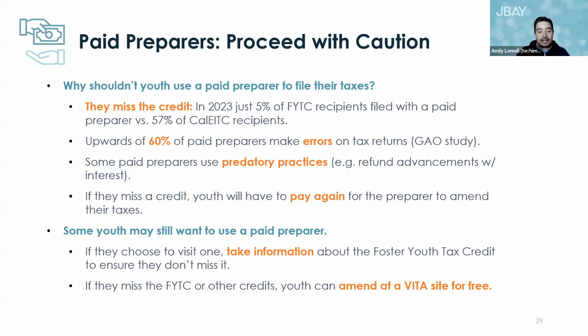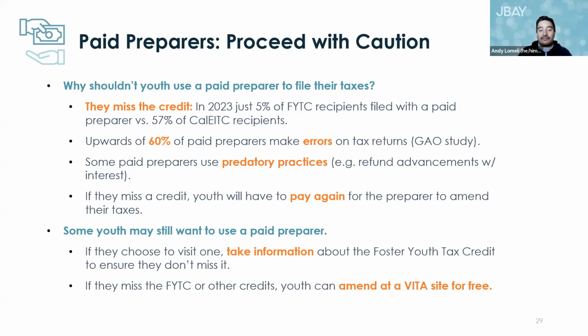Next point is just that some paid preparers we've seen will use predatory practices. That includes a refund advancement with interest. So as you may be aware, it takes a couple weeks for somebody to get their tax return. Some of these paid preparers may say, hey, we'll give you cash today. It'll be considered a loan against this refund, and we're going to go ahead and charge you interest for that. Not necessarily every paid preparer, but we have seen that with a handful.